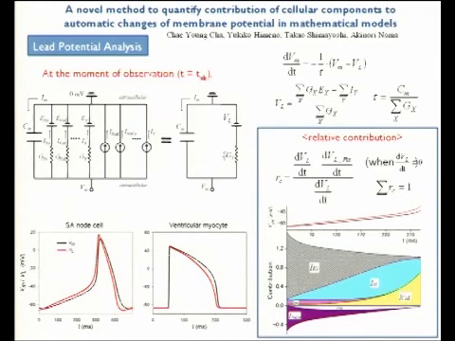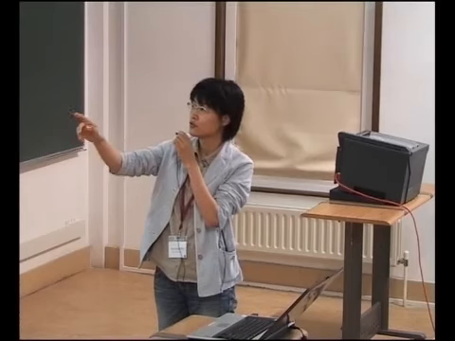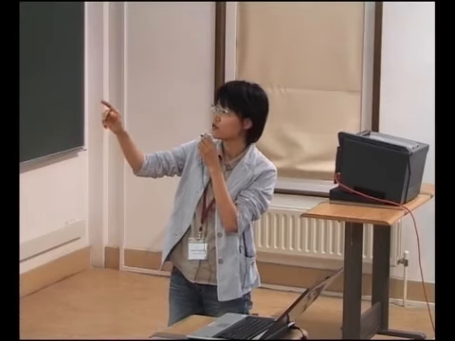To solve the ionic mechanism underlying the change of membrane potential, we developed a new method to quantify the contribution of the channel or transporter to automatic change of the membrane potential in a mathematical cell model. After the linearization process, the membrane is represented with this circuit, and it can be reduced to a simple electrical circuit, and then dVm/dt is represented with a simple equation, and Vm always tends to approach VL, so we call it the lead potential.